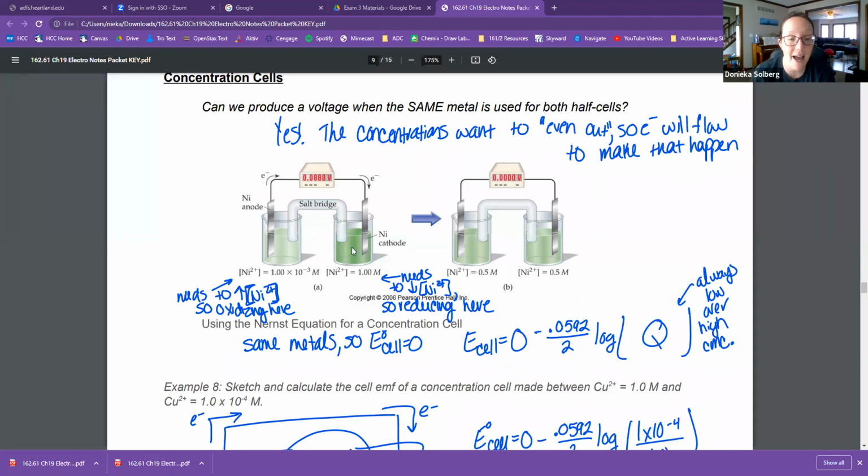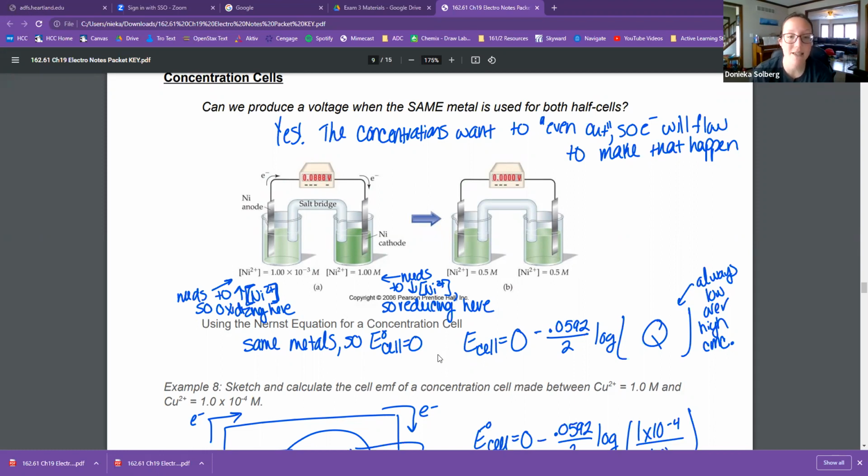So this is going to happen, and I'm going to get a voltage for this as long as the concentrations are different. Eventually, the concentrations are going to even out. I get 0.5 and 0.5, and I have 0 voltage. So as the reaction occurs, the difference is going to decrease, and then no more voltage. But if the concentrations are different, you can make a voltaic or galvanic cell. All right, so using the Nernst equation, we can calculate this.